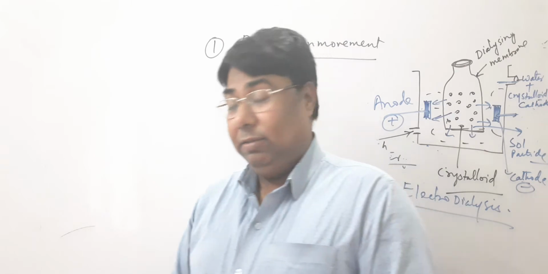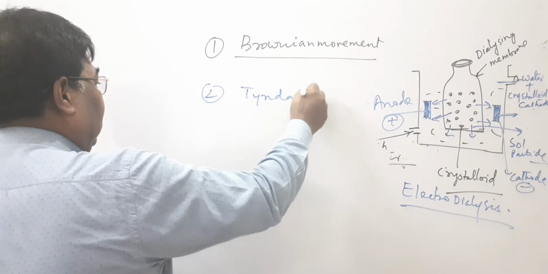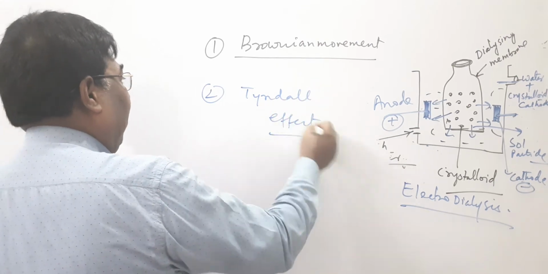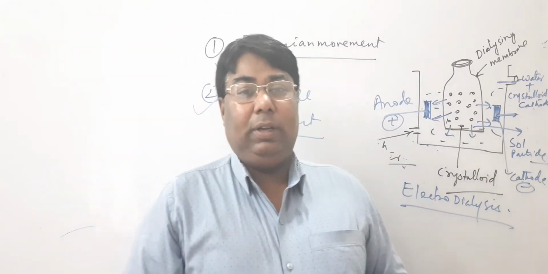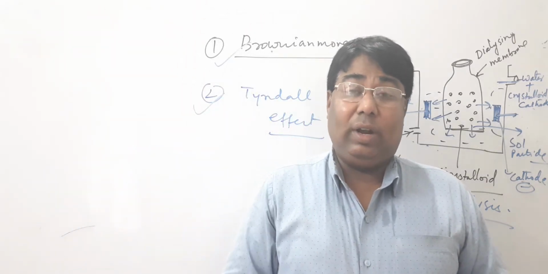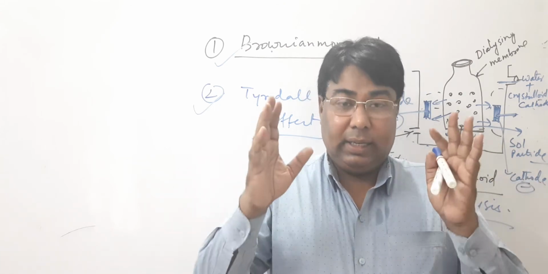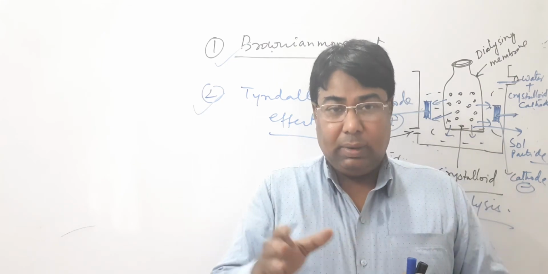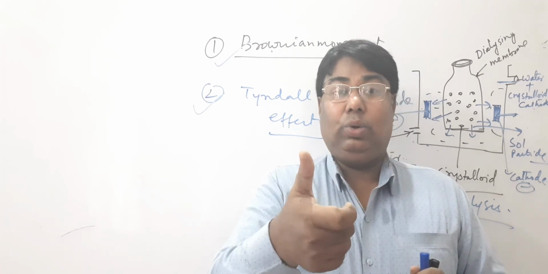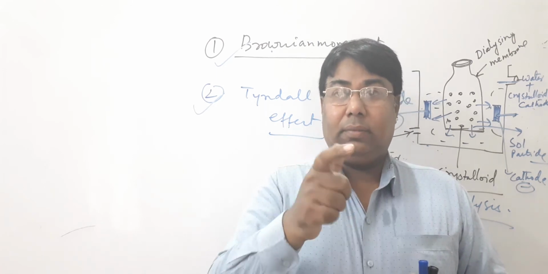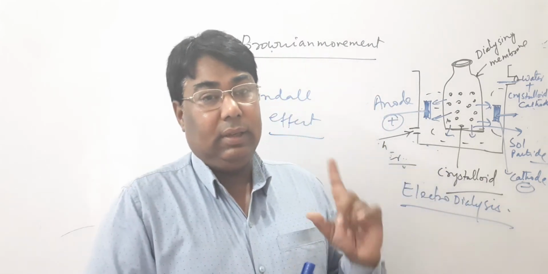Number 2 is the Tyndall effect. This property was already discussed. It is an optical property. Tyndall effect is a phenomenon by which, when we pass light through a colloidal solution, it gets scattered. The scattering of light by a colloidal solution is known as the Tyndall effect. When a beam of light passes through a colloidal solution, it gets scattered. This is known as the Tyndall effect.